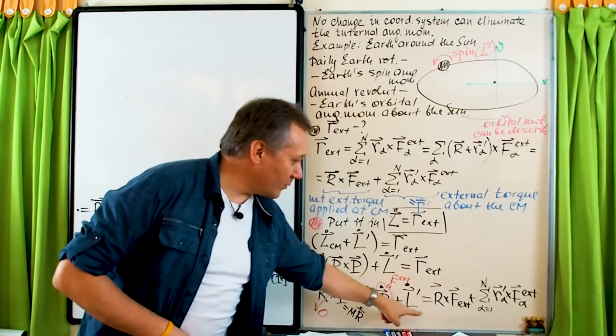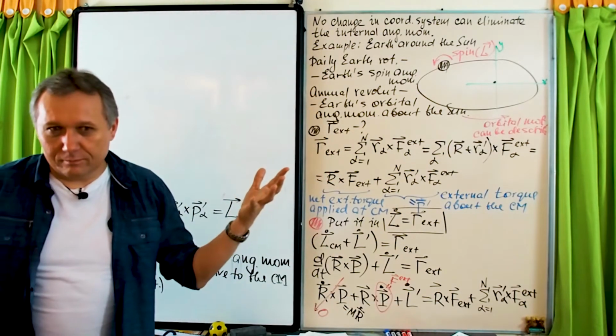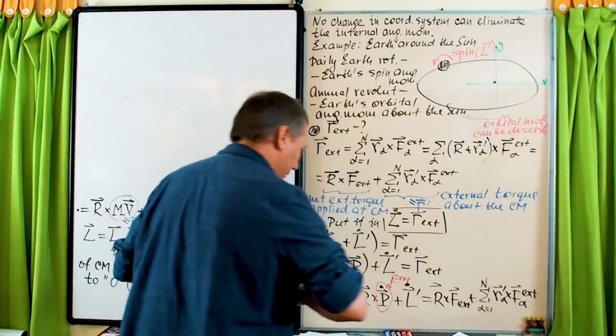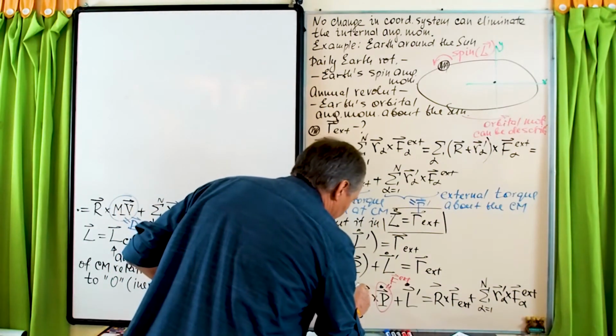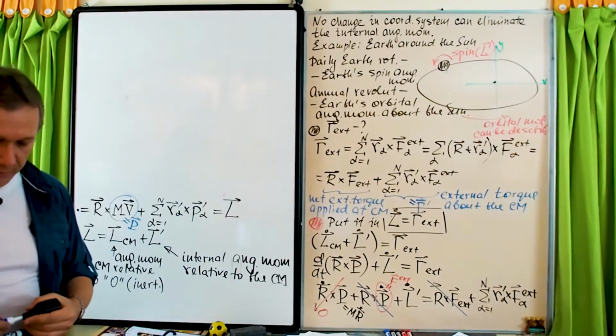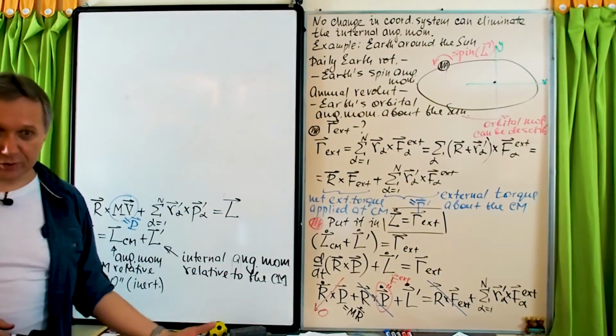And as a result, look, on this side, we have R cross F external. On that side of the equation, we have again R cross F external. We have no choice. We have to cancel them. They cancel each other, right? So as a result, the first term is 0, and this cancels with that. And what's left?